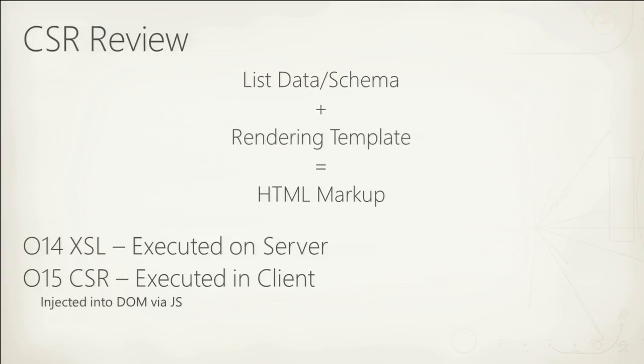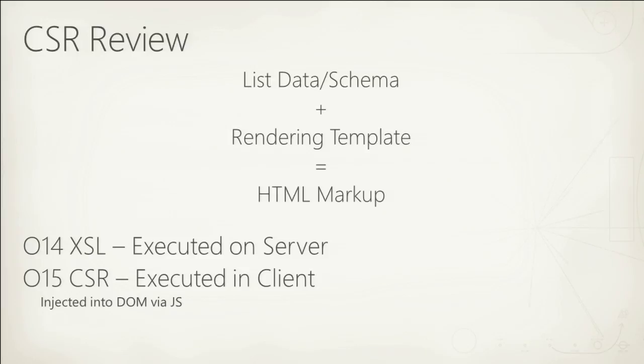Whenever we render a view, whether it was in Office 14 or Office 15, we use list data, the actual rows that come back from the database. You've got list schema, which is the information about the fields you're actually rendering in a given view. You add that in with a rendering template, and you end up with HTML markup on the outside of that. In the 2010 release, we executed that via XSL on the server, and then the server would send down rendered HTML that would then get interpreted by the browser and displayed.